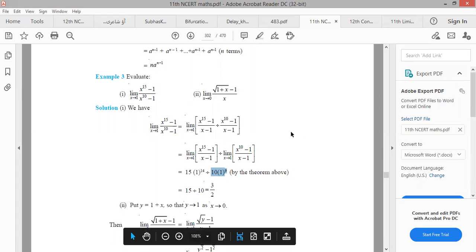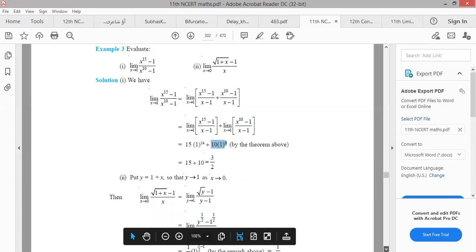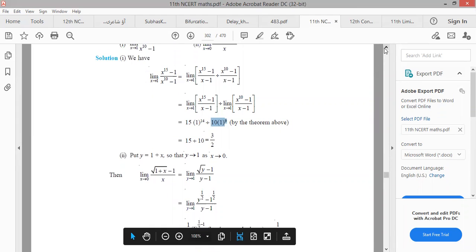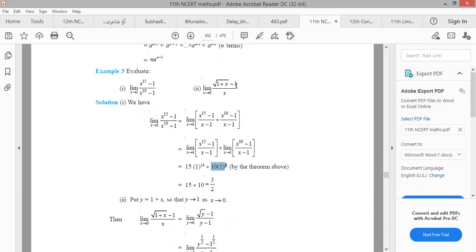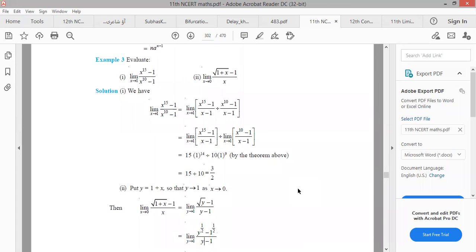Similarly, we have a question next. That's part number 2 of this example. The question is like this. Inside the root, the limit as x tends to 0 of (square root of 1 plus x minus 1) divided by x. So how to solve this? The concept is the same as in the above question, but we have to tactfully solve this. We have to put it in the form of the above theorem.